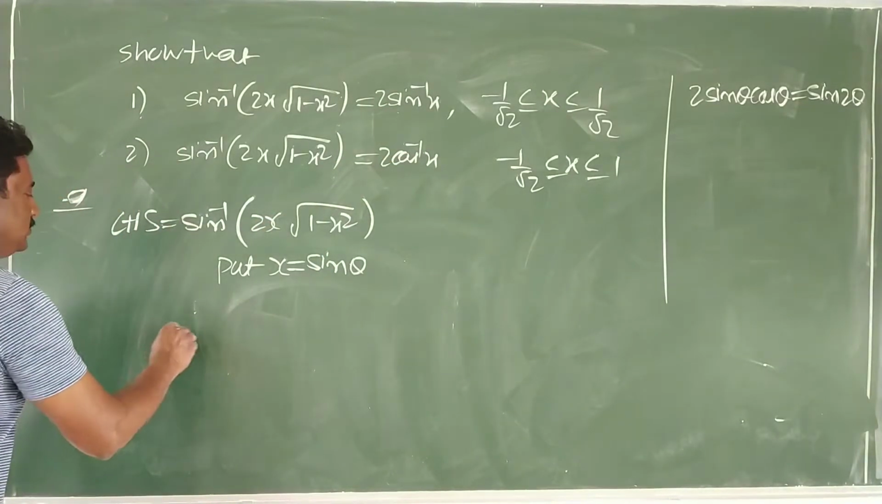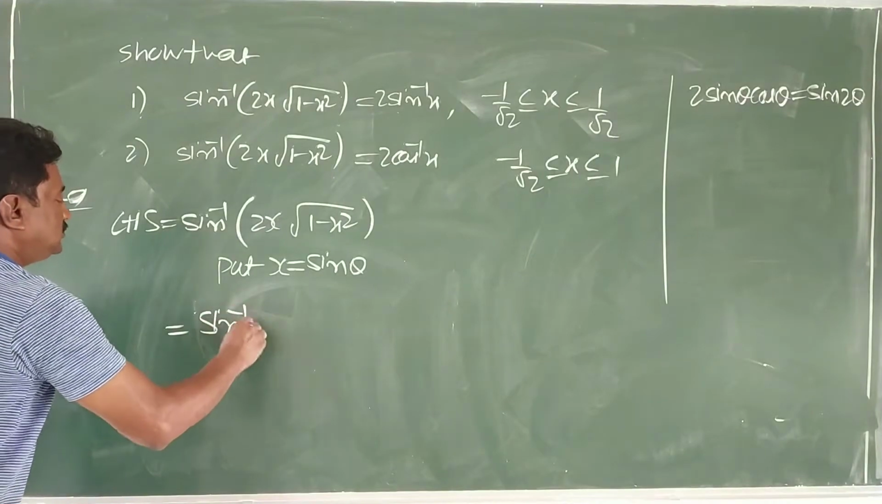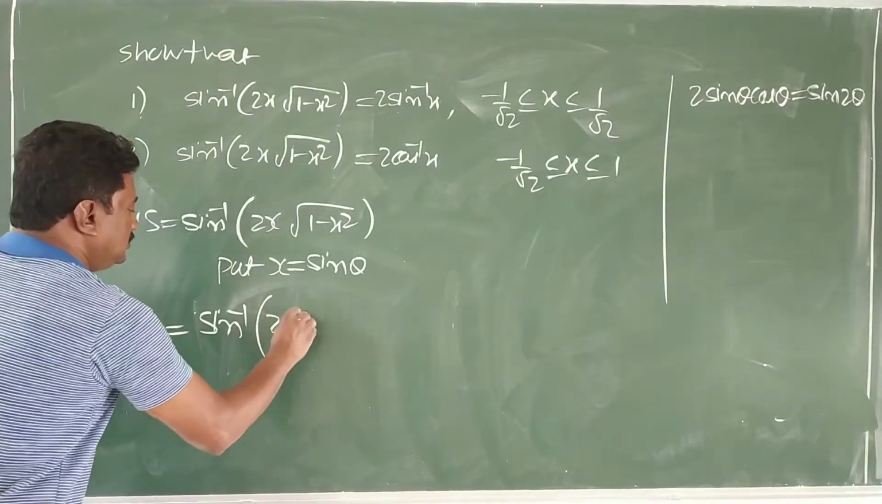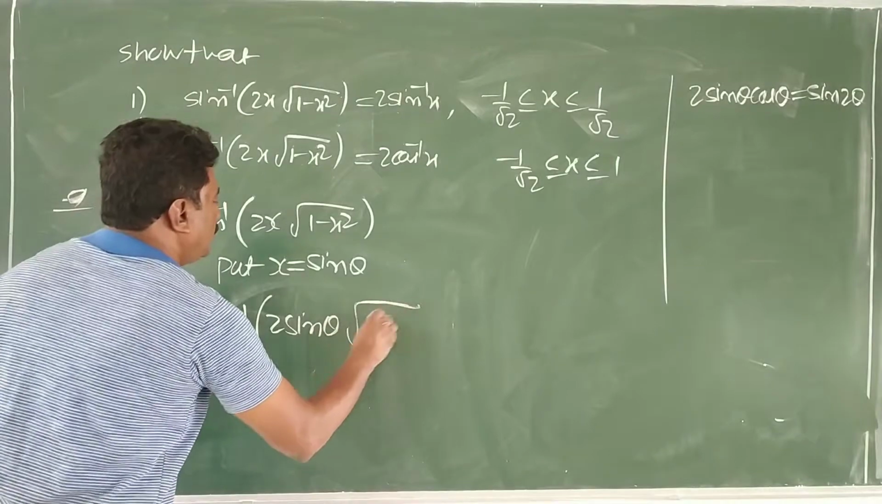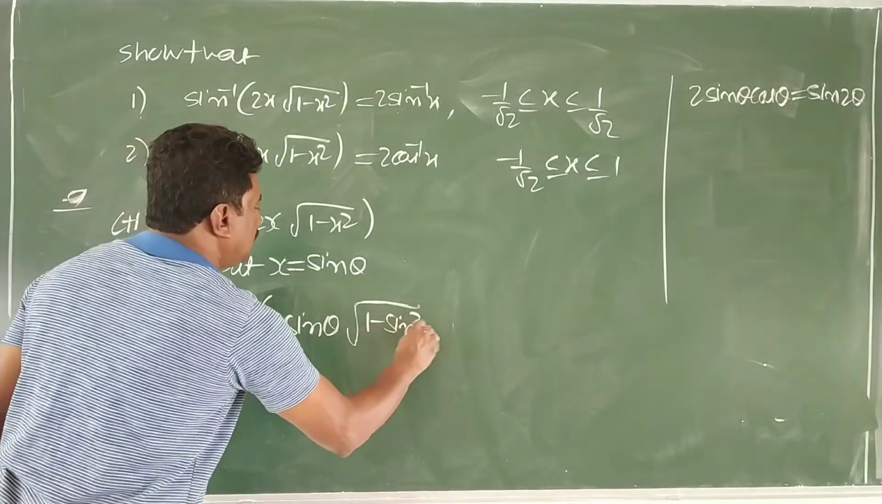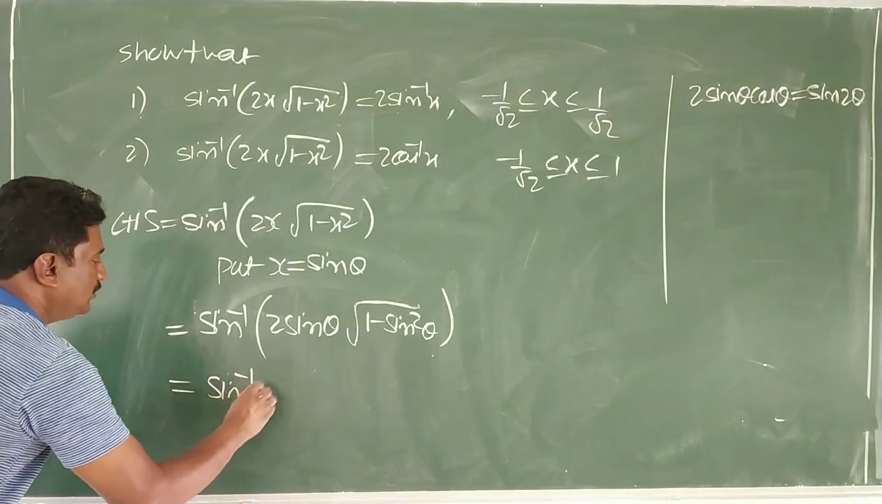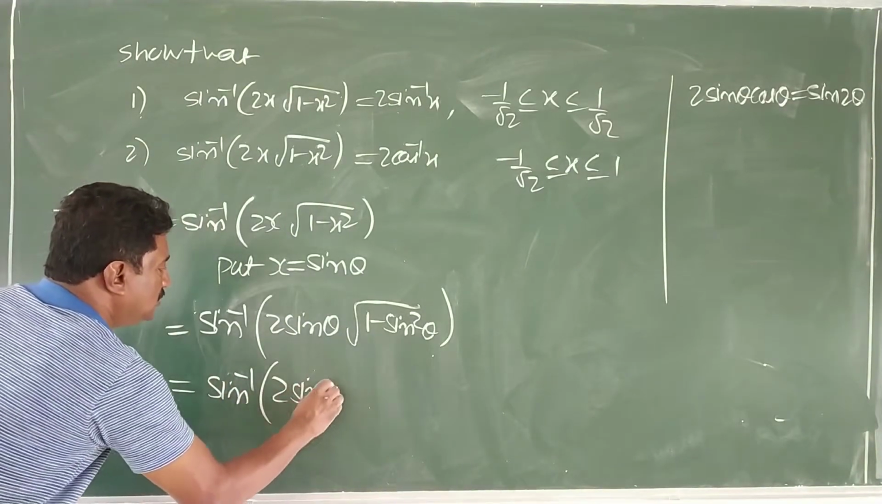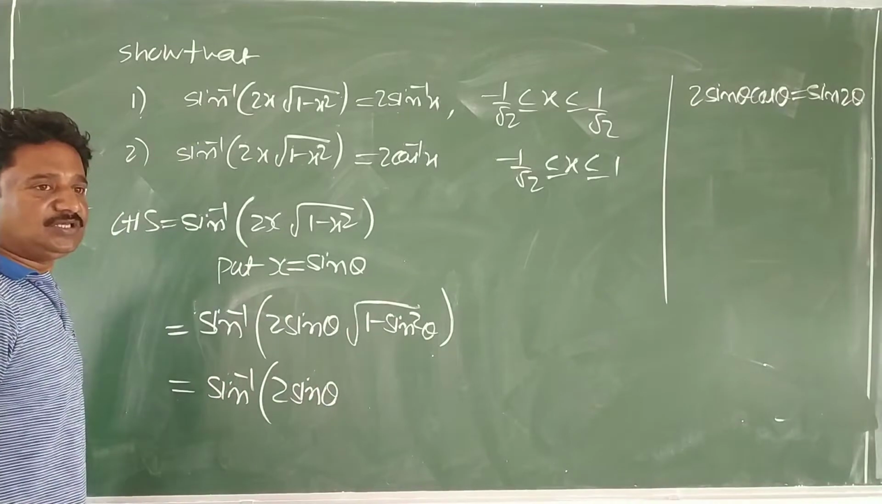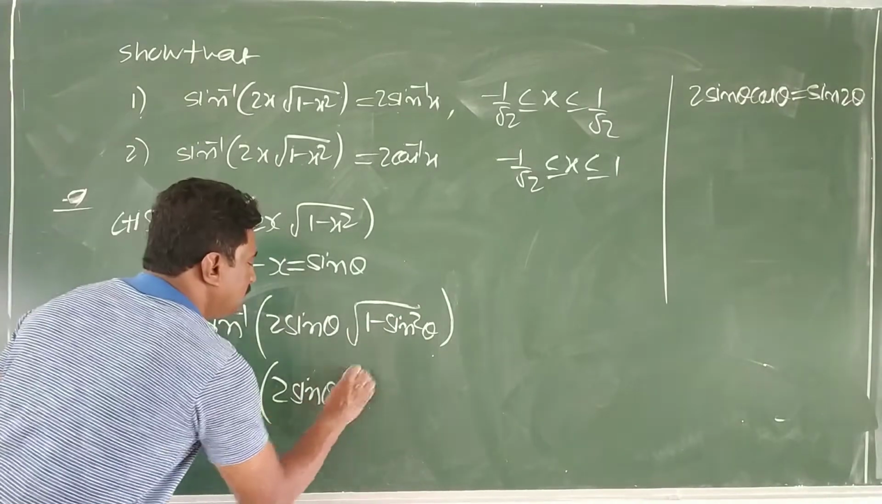So put that: sine inverse of 2 sine theta into root of 1 minus sine square theta. So write sine inverse 2 sine theta. What is 1 minus sine square theta? Cos square theta.